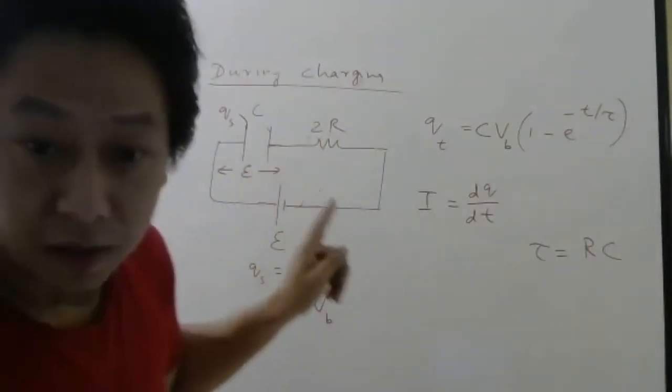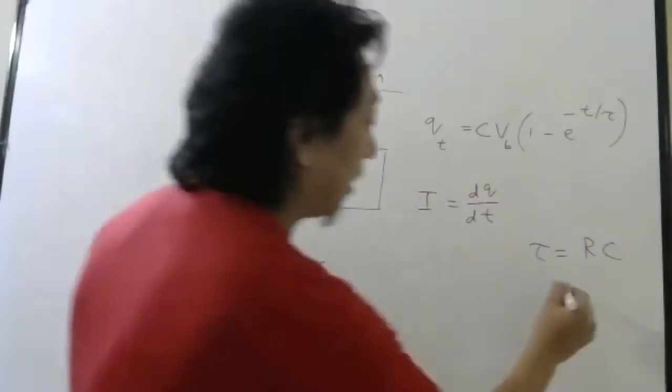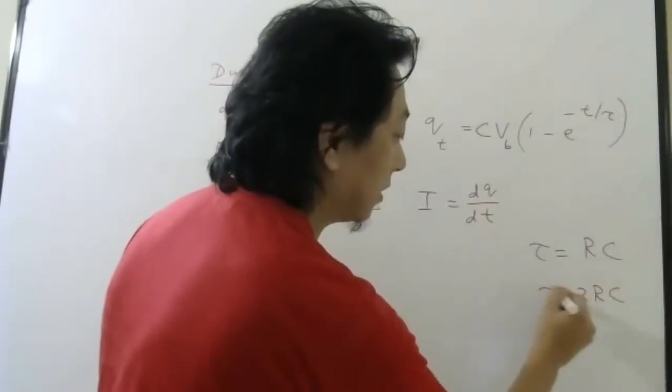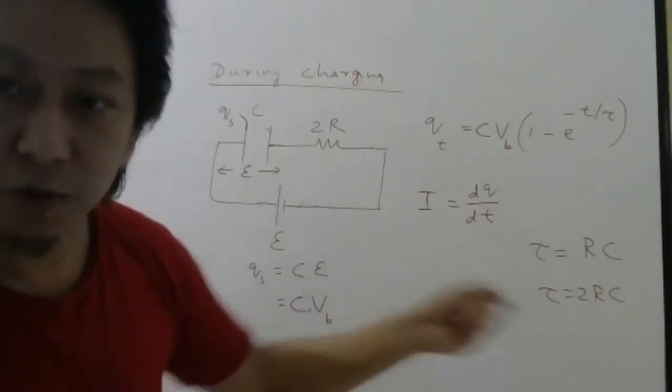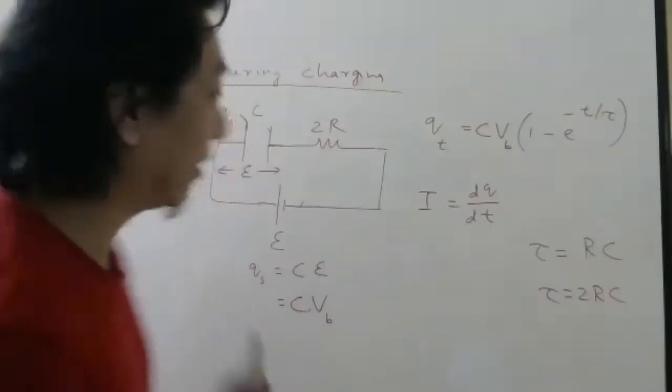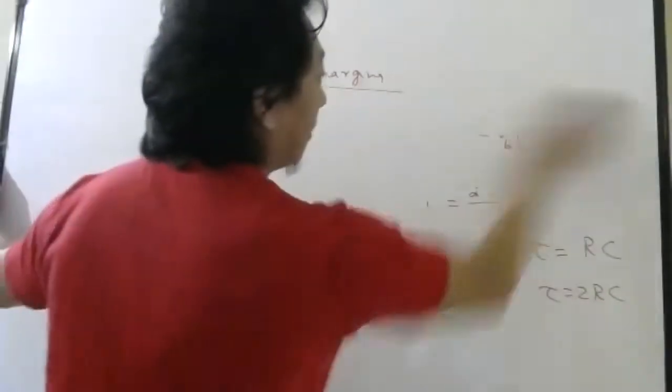If there is one resistor, R into C. But if there are two resistors in series like this, then you write 2R into C. So in such simple circuits where two resistors are in series, you can easily write the time constant. But sometimes the resistors may be connected in a different way.